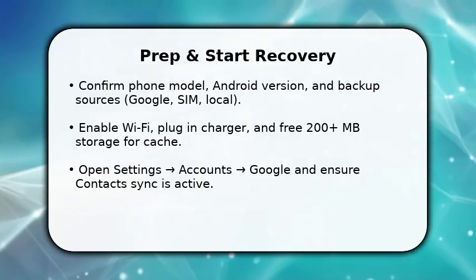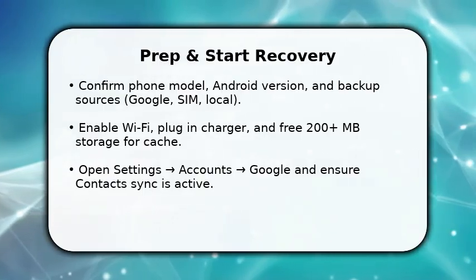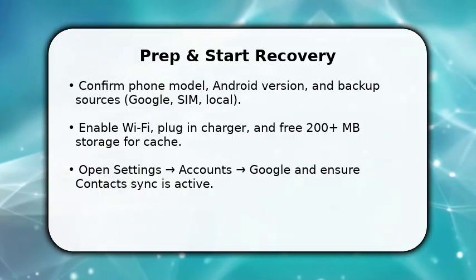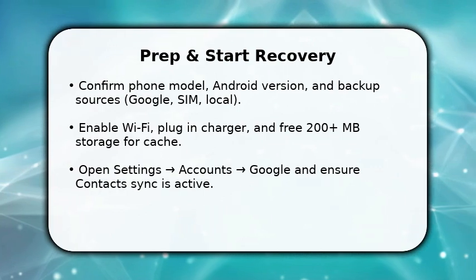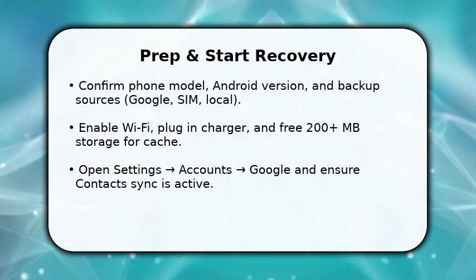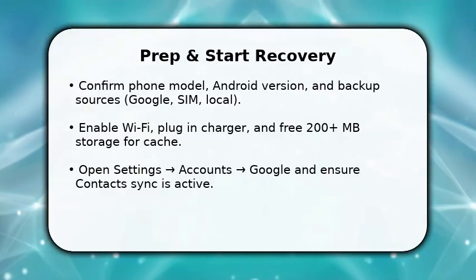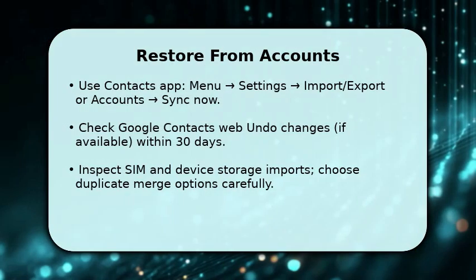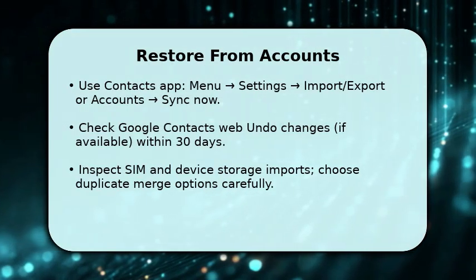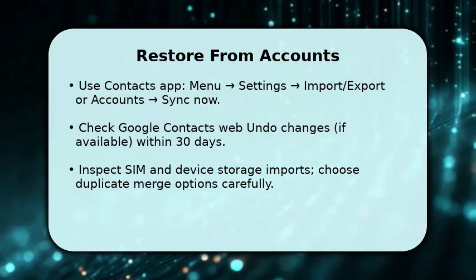Then open Settings, go to Accounts, select your Google account and verify Contacts Sync is turned on. If it's off, toggle it now so the device can request restored entries automatically. Once your account sync is active, open the Contacts app and use menu > settings > import/export, or accounts to trigger a manual sync. Hit sync now and watch for imported names.